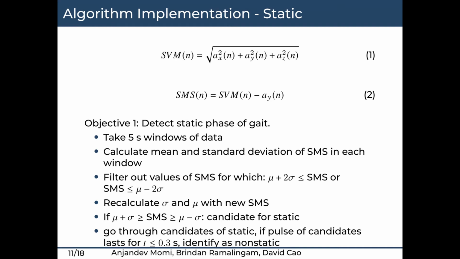If the value of the filtered SMS falls within one standard deviation of the mean, we classify it as a static candidate. There is a limit to how fast a human can move, in the literature by Chai in 2012. As such, we remove candidates if they are not in the static phase for at least 0.3 seconds.